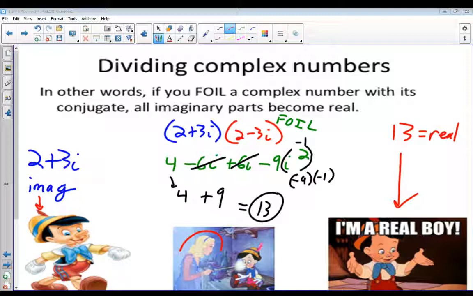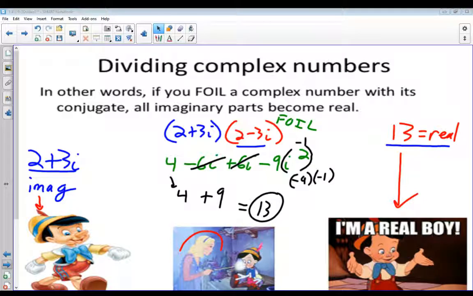Oh my gosh, some of you are probably laughing your butts off from hearing me say that, but it gets the point across. If you start with an imaginary number and multiply by the conjugate, you'll get a real number every time. So that's how Pinocchio, in terms of math, starts off as a puppet and becomes real.